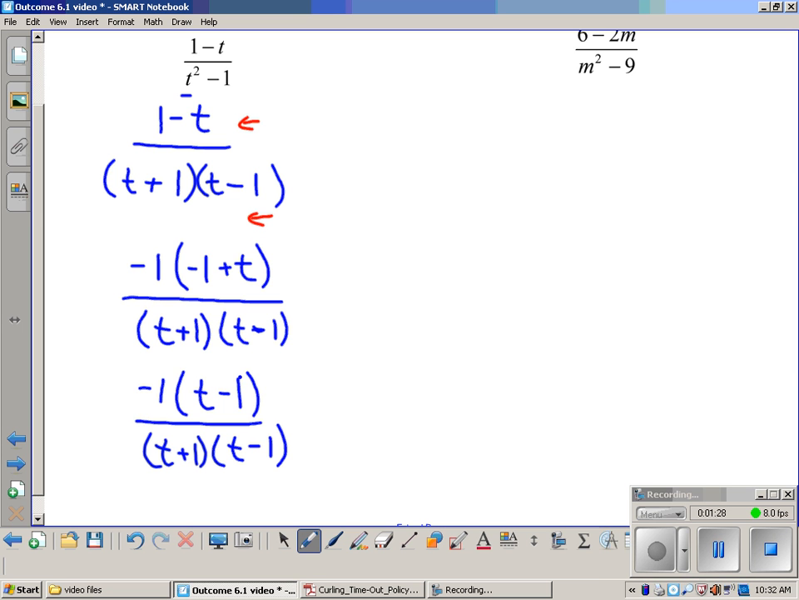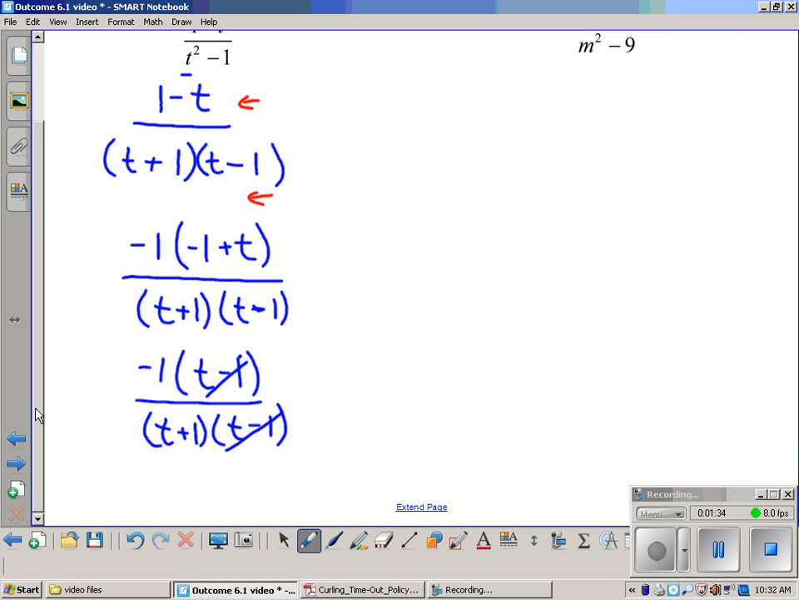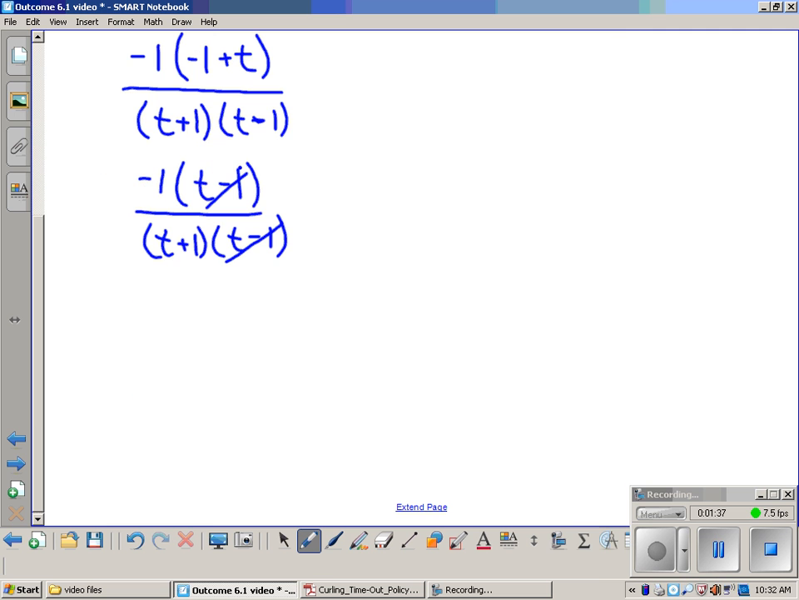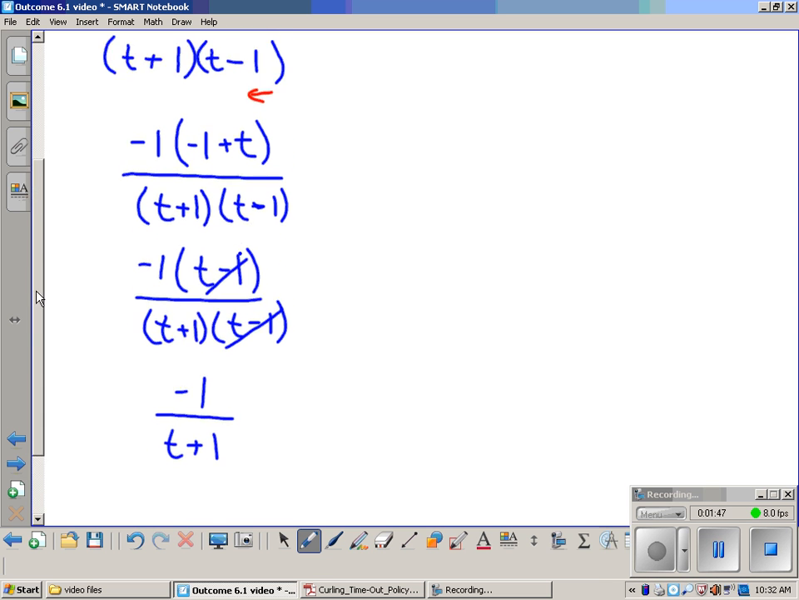I now have two identical factors that will cancel out. And my final answer becomes -1 in the top over t plus 1 in the bottom. And so that's a trick to be watching for as you go through these questions. Let's look at one more.